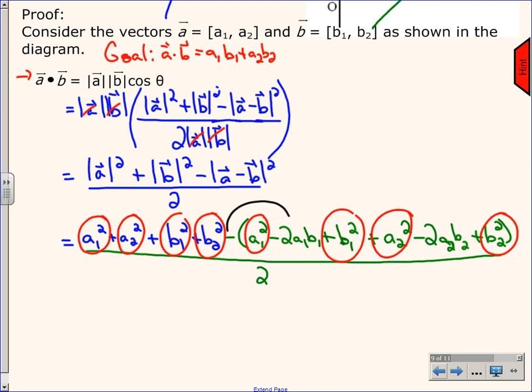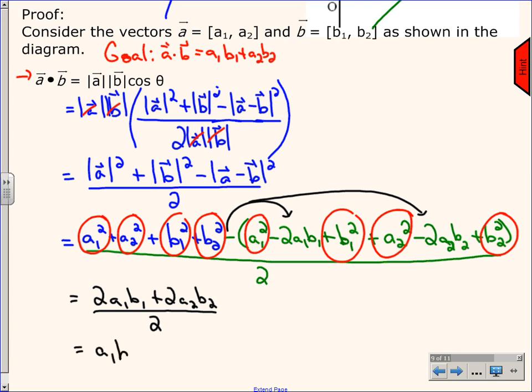And there's a minus in front. Right? So the minus applies to both of those. So we get 2 A1 B1 plus 2 A2 B2 all over 2. And the 2s divide out. And in the end, we get our goal. This is what we were hoping for. That the dot product is actually equal to A1 B1 plus A2 B2.